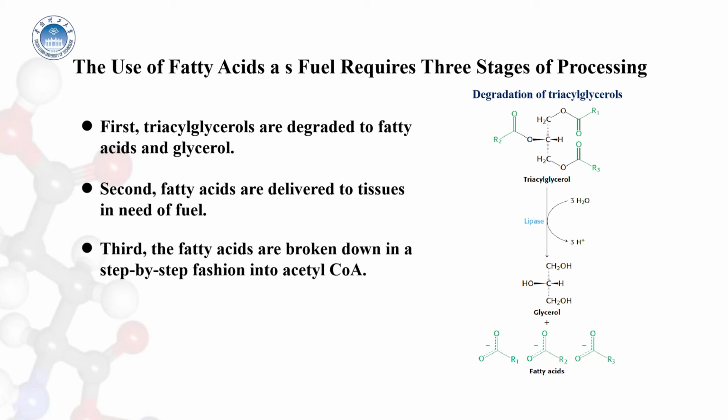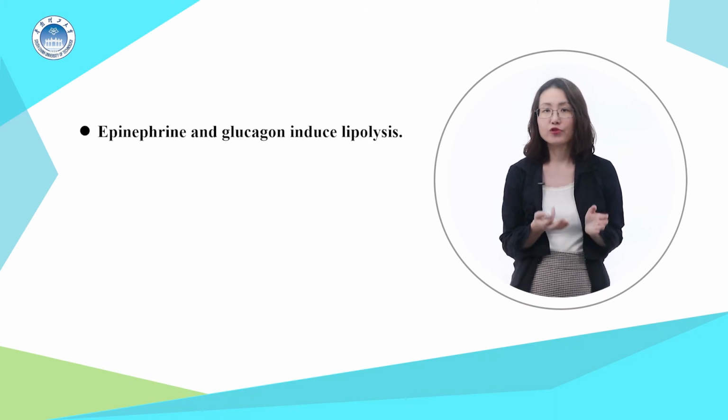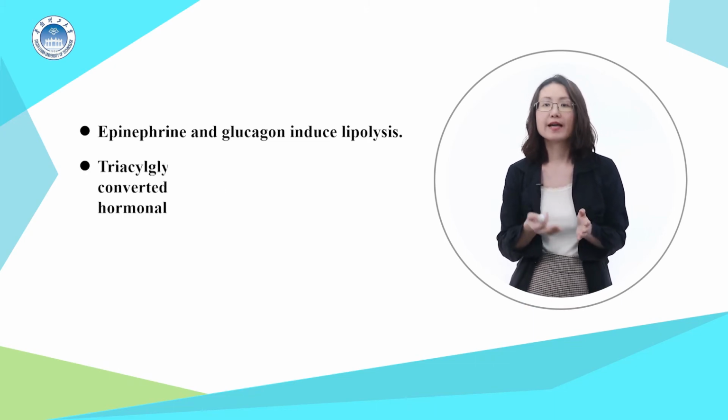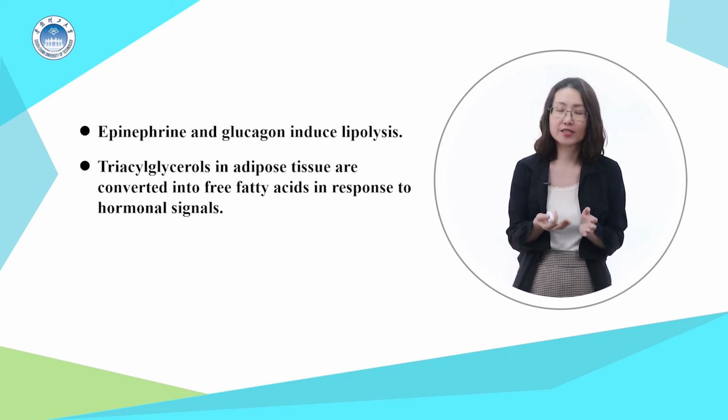Third, the fatty acids are broken down in a step-by-step fashion into acetyl-CoA, which is then processed in the citric acid cycle. Before fats can be used as fuels, the triacylglycerol storage form must be hydrolyzed to yield isolated fatty acids.